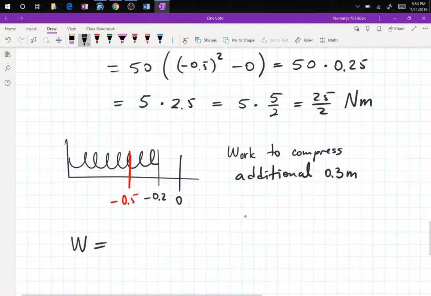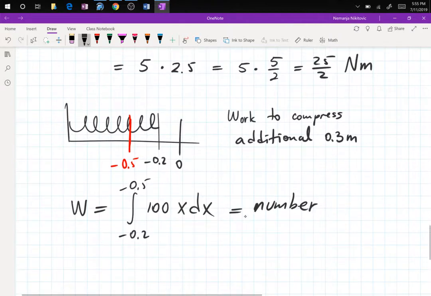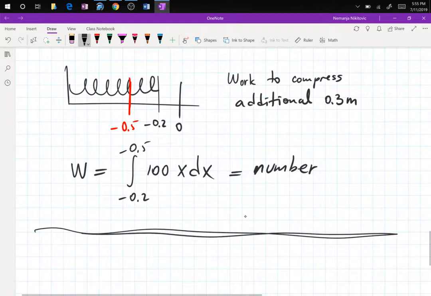I am going to have the integral from negative 0.2 to negative 0.5. It's the same spring, so 100x dx. And all of this is going to be equal to a number, because you are able to integrate and get x squared. So that's the story of springs and Hooke's law. Your job is to figure out carefully where is your starting point, where do you want to end, and then be careful.